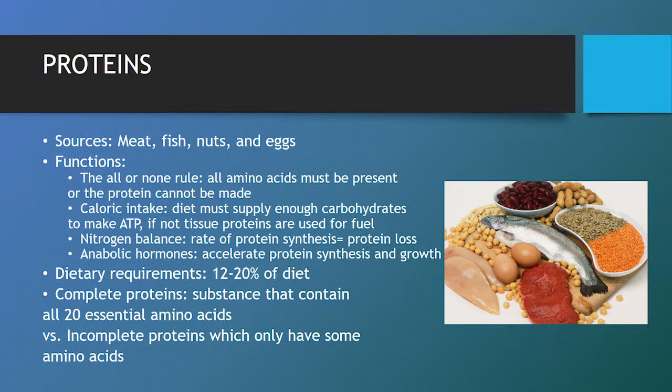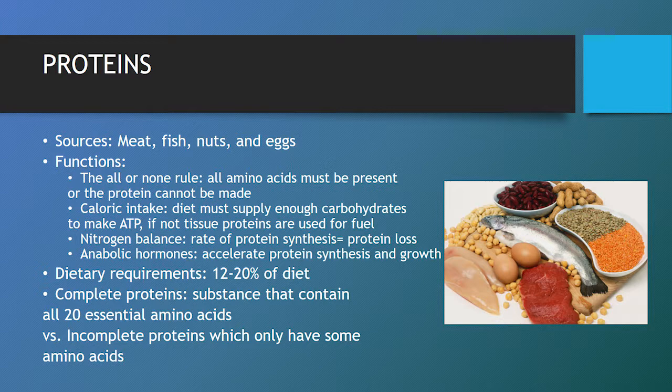The functions of proteins have rules, starting with the all or none rule, where the amino acids must be present, all of them, or the proteins can't be made. And then there's also the caloric intake rule, which states that the diet must supply enough carbohydrates to make the ATP, and if not, then the tissue proteins are used as fuel.